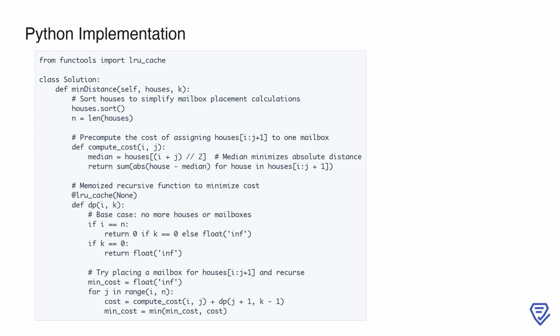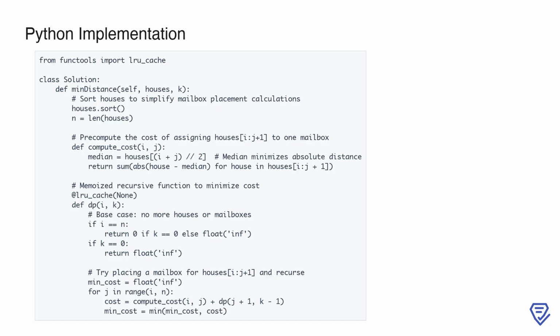Next, we define a helper function called compute_cost that calculates the cost of assigning houses within a specific range, from index i to j inclusive, to a single mailbox. The cost is minimized by placing the mailbox at the median house location in that range, as the median minimizes the sum of absolute distances. The function then computes this sum for all houses in the range and returns it.